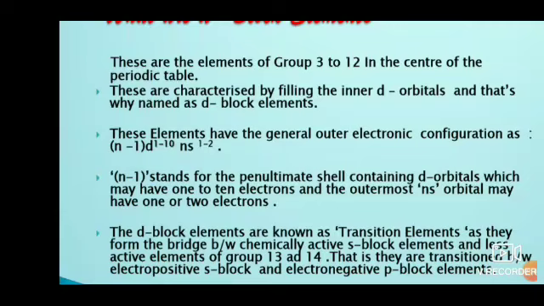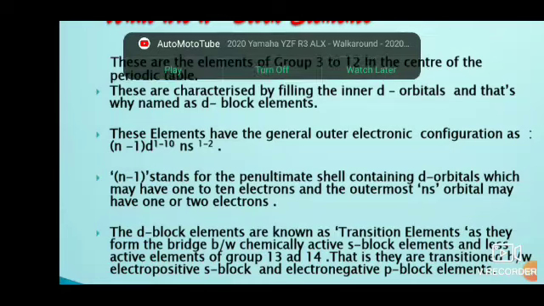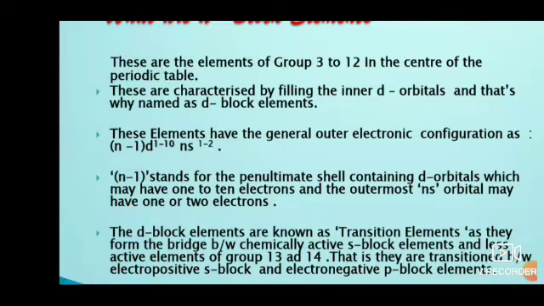These are the groups that consist of D block elements, and they are characterized by filling the inner D orbitals. That means they consist of incompletely or partially filled D subshell. Such elements having incompletely filled D subshell are called D block elements, and they have the general outer electronic configuration (n-1)d 1 to 10, ns 1 to 2. This n-1 stands for the penultimate shell containing d orbitals, which may have 1 to 10 electrons, and the outermost ns orbital may have 1 or 2 electrons.